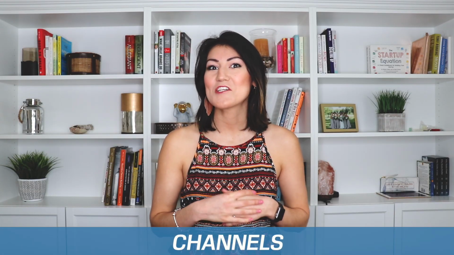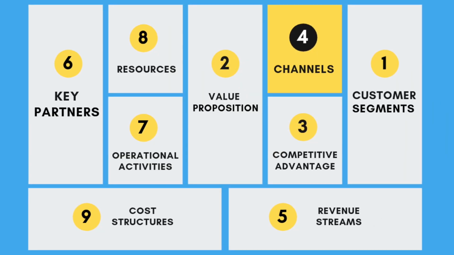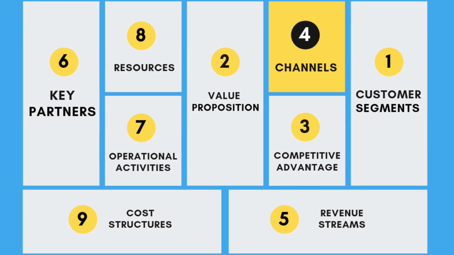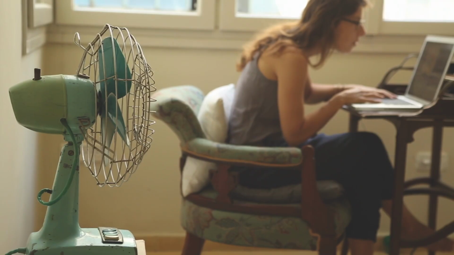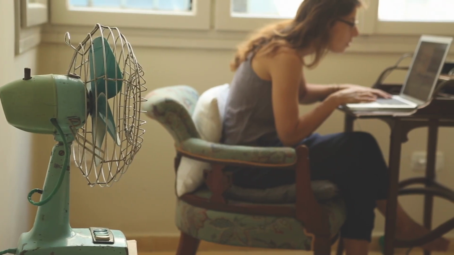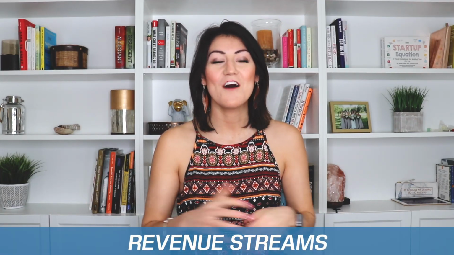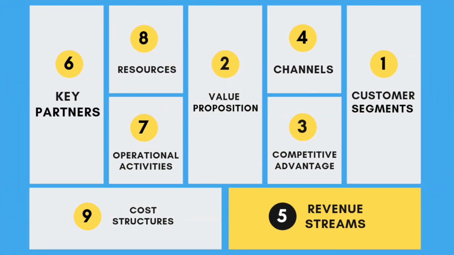The fourth section of the business model canvas is our channels. Channels are exactly as they sound. So how do we deliver value to our customers and how do they find us? Where along the buyer journey can we communicate with our customers and how can our customers communicate with us? The fifth section of the business model canvas and the final of our value side is our revenue streams.